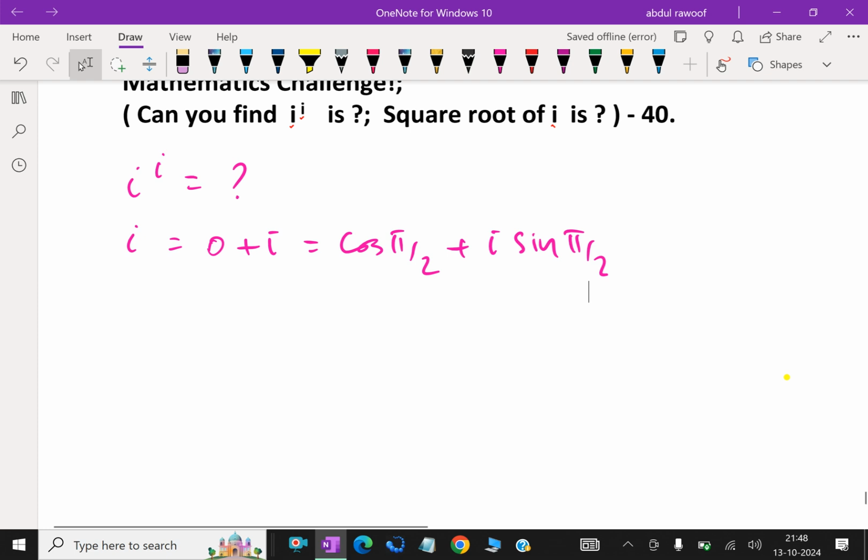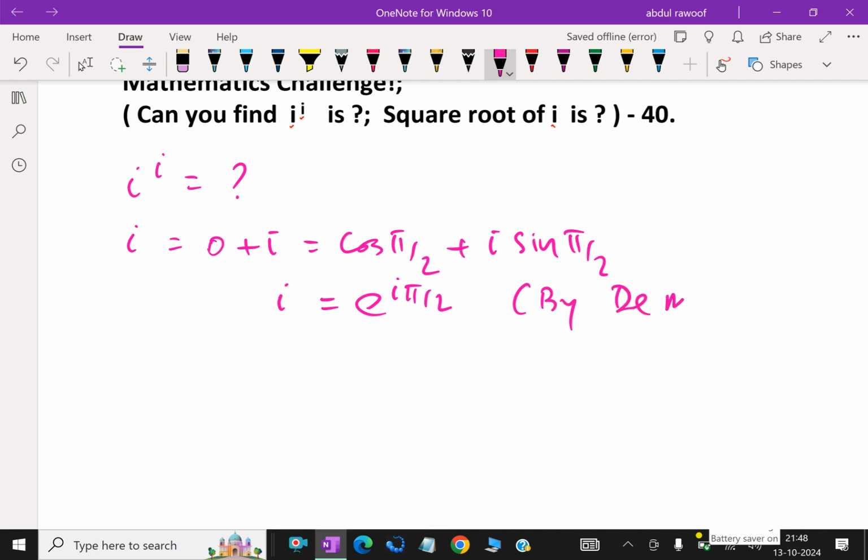By De Moivre's theorem, this is equal to e power i theta, which means i is e power i theta, where theta here is pi by 2. Therefore, you can write i as e power i pi by 2, by De Moivre's theorem.